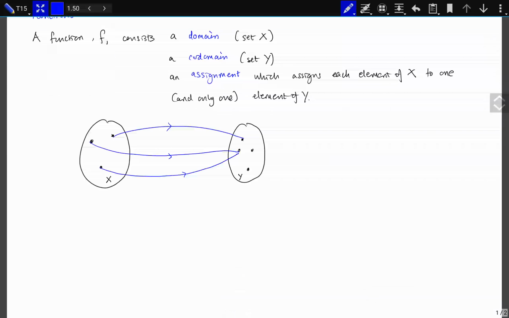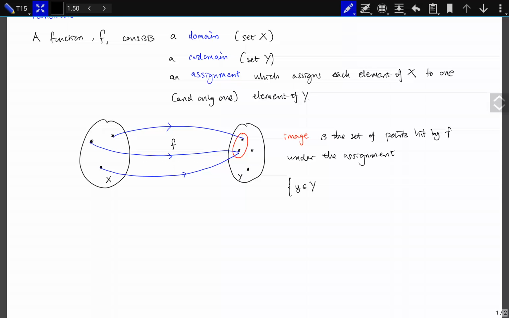It may go to the same element of Y, or a different one, but it may not hit every element of Y. But for those that are hit, that's the image. So the image is the set of points hit by f under the assignment. You can write this as the set of y in Y such that y is equal to f of x for some x in X.